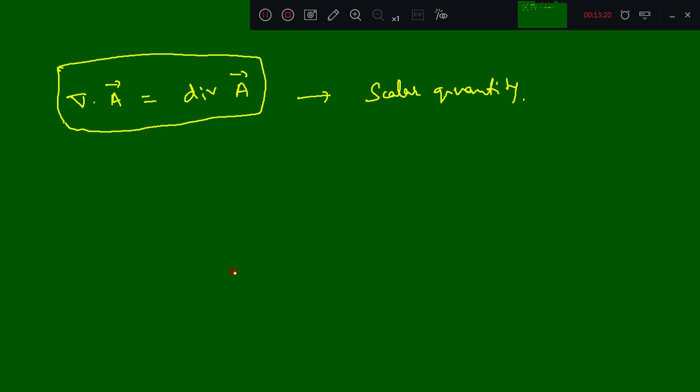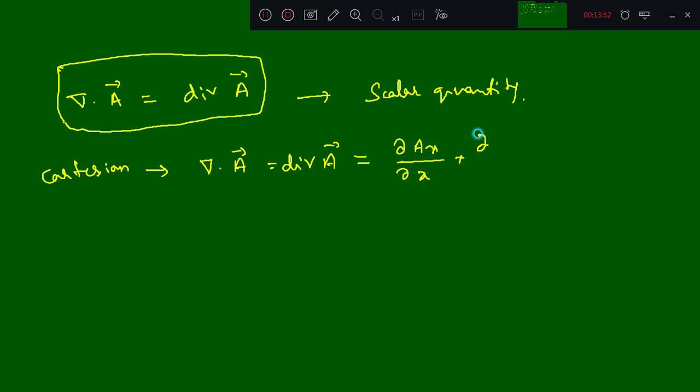Then we require the divergence in the coordinate systems. So you can note down that for the Cartesian system, del dot A, the divergence of A, is nothing but dou Ax upon dou x plus dou Ay upon dou y plus dou Az upon dou z. So this is the Cartesian.